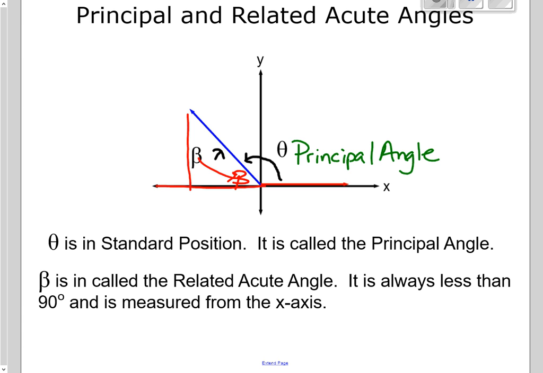And that angle is called your related acute angle. So it's not your principal angle. It might not be the angle that you were given, but it is the acute related angle that occurs with your negative part of your x-axis, or your positive part of your x-axis if it ends up down in the fourth quadrant. And we'll take a look at that in just a minute. We always want to make sure that your related acute angle is less than 90 degrees. It should definitely not be greater than 90 degrees. And it's always measured from your x-axis.